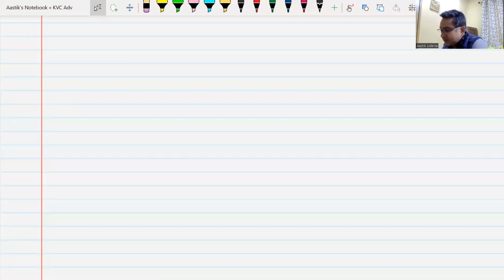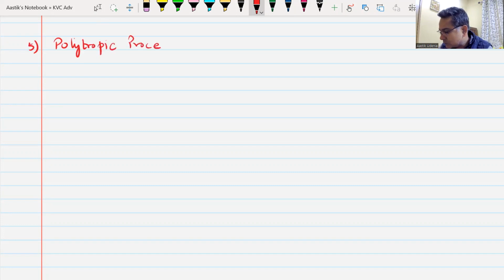Now what we can do is we can do the next process. You might not find it in books. I think process number 5 or 6. Polytropic process. Now what is this polytropic process? You can say this polytropic process is probably any sort of a general process. Any sort of a general process, we can represent it in this form: PV raised to the power eta is constant.